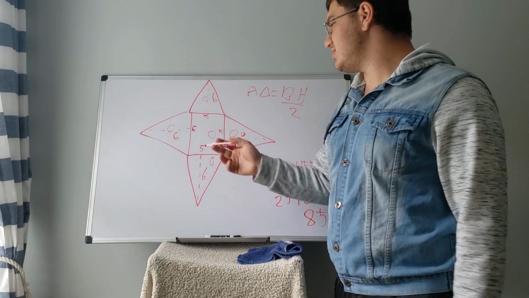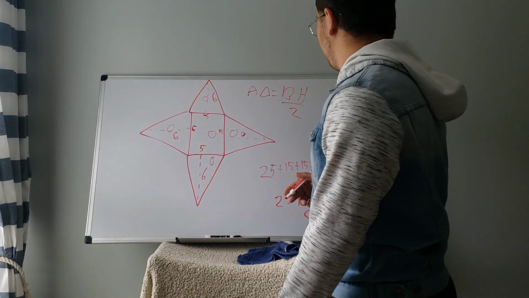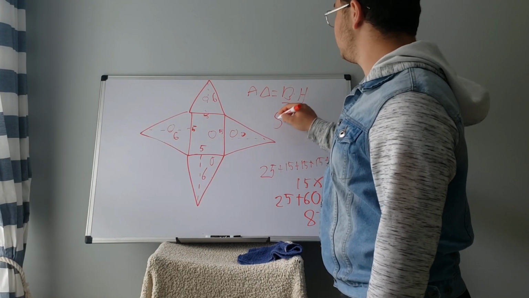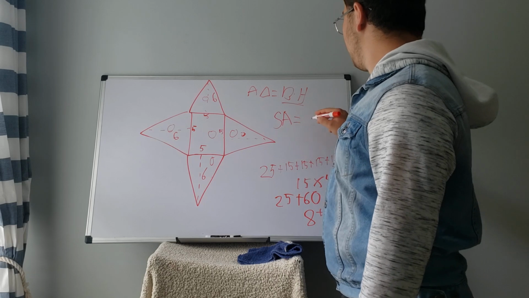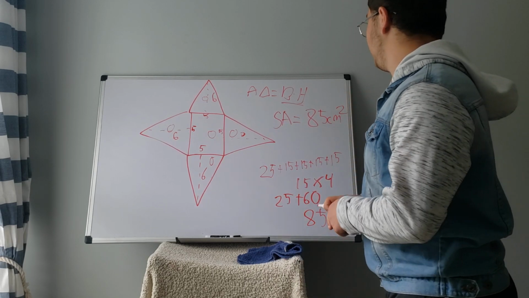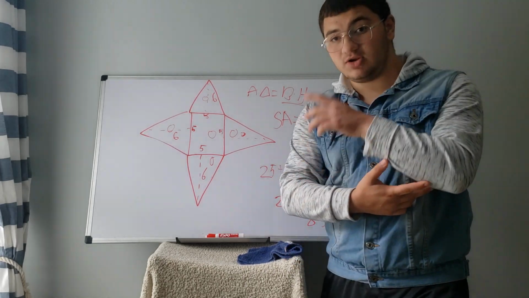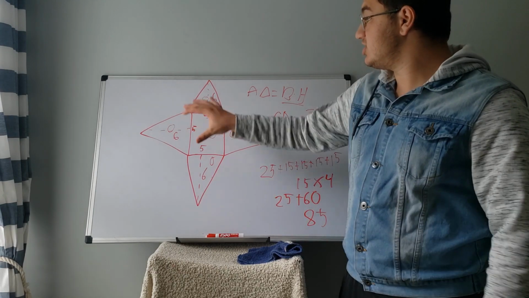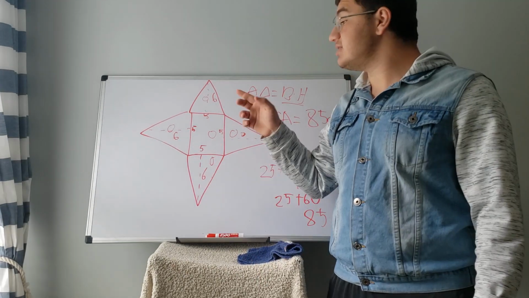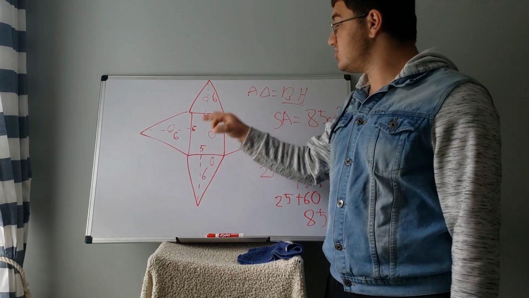Our surface area, let's say this was just in centimeters. I don't usually write them for explanation purposes, but we have a total surface area of 85 centimeters squared. It's 85 centimeters squared because we're not finding the volume. This isn't a three-dimensional shape; this is a three-dimensional shape that has been broken apart into its faces. So we find the surface area.